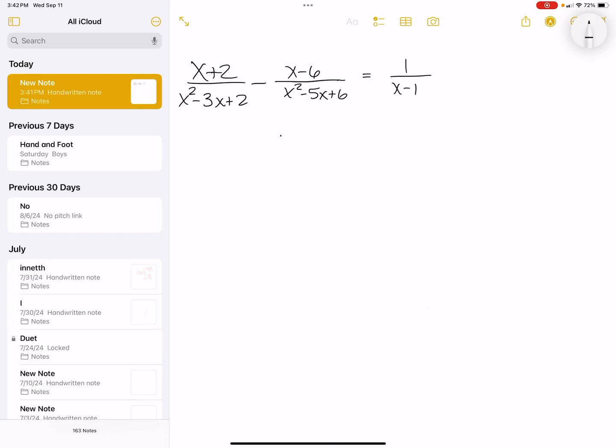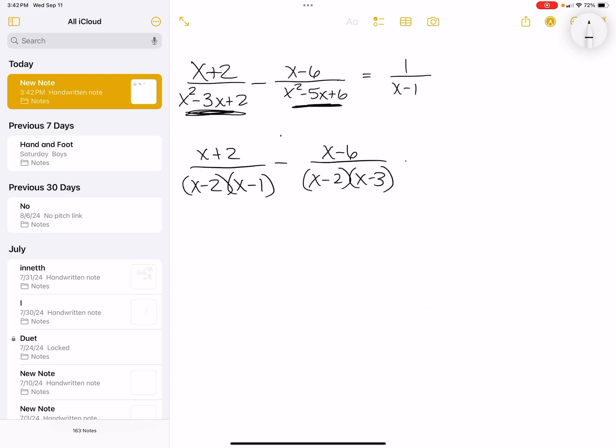Okay, the way that I saw to do this one is that the bottoms, the denominators here, are factorable. So if you do that, you get (x + 2) over (x - 2)(x - 1), minus (x - 6) up here, and this one is (x - 2)(x - 3), equals 1 over (x - 1). So I'm going to get rid of this.